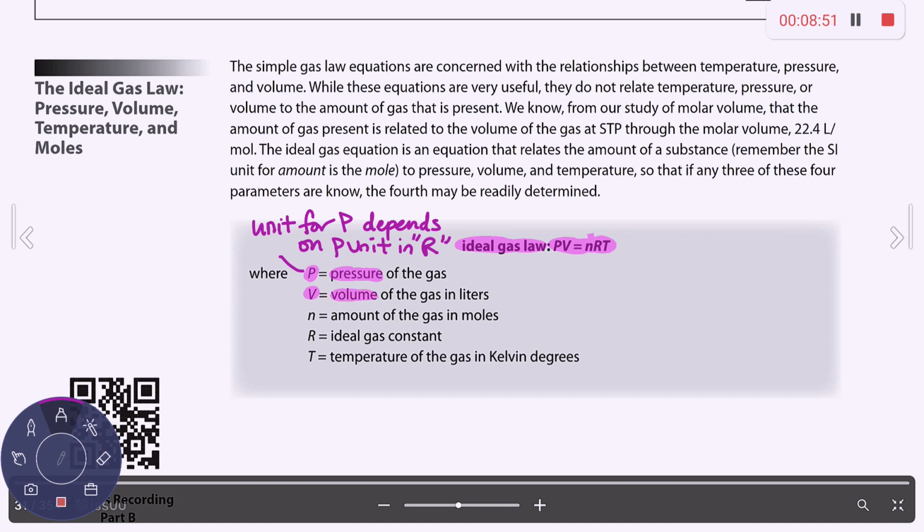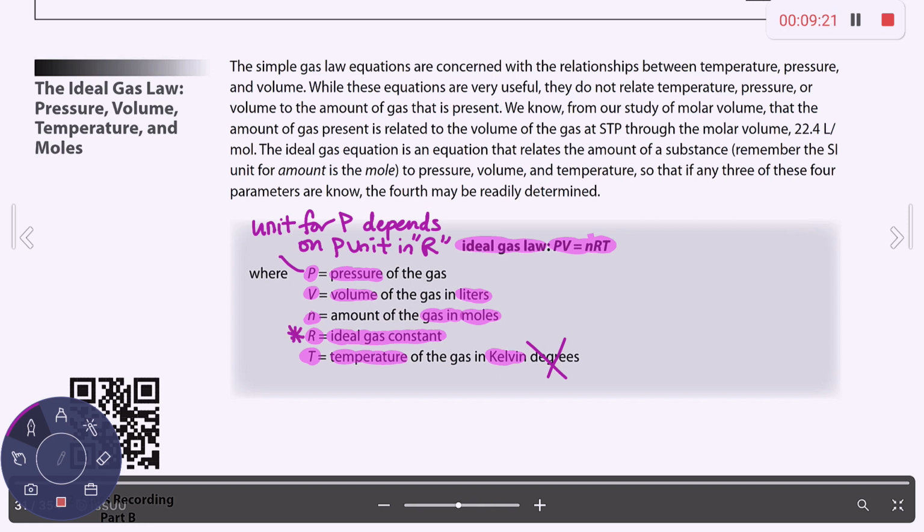V stands for volume. Volume absolutely has to be in liters. It cannot be in any other unit. N would be the quantity of gas in moles. R is your ideal gas constant. T would be your temperature, and that absolutely has to be in Kelvin. There's no such thing as degrees. That's a typo in the book. Okay, now let's move on to how we came up with this ideal constant value.